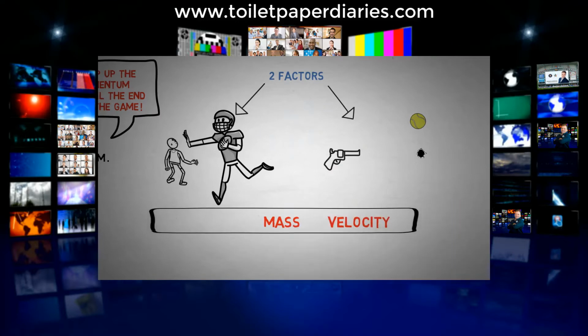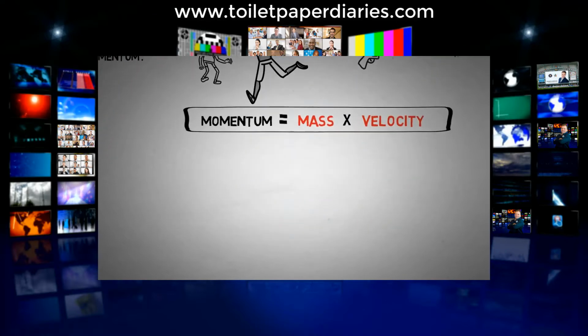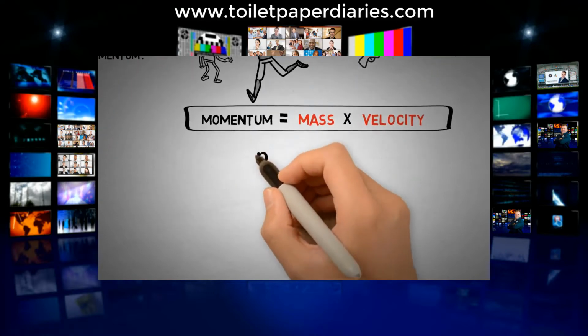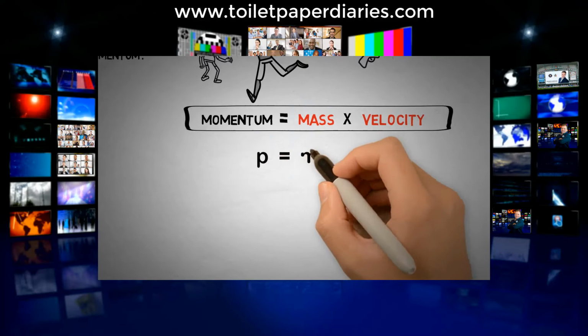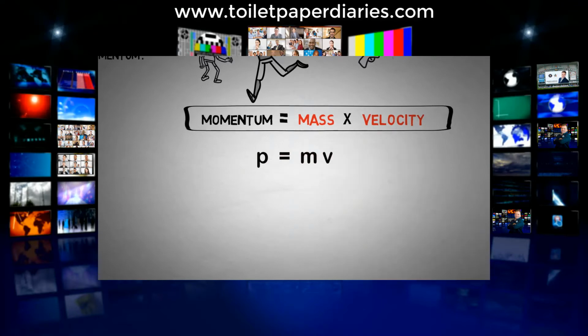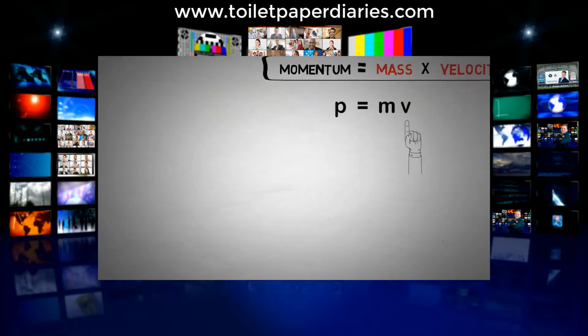So now we have the following equation. Momentum equals mass times velocity. We often give momentum the symbol lowercase p, mass m, and velocity v. This equation shows us that if an object is not moving, it has zero momentum. That's because its velocity will be zero. And we know that anything multiplied by zero is zero. If we think about momentum, it's movement.